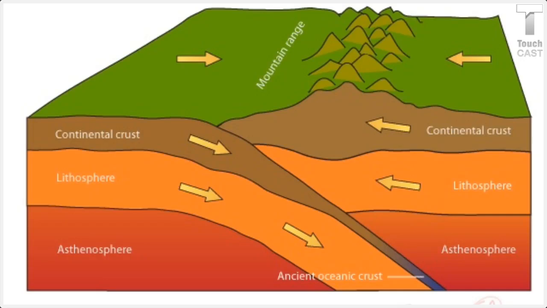Here's the visual for the continental-continental convergent boundary. Since continental crust is less dense, whenever they collide, you get the breaking and folding of the crust, resulting in mountain ranges, the most well-known being the Himalayas, where the Indian plate collided with the Eurasian plate.